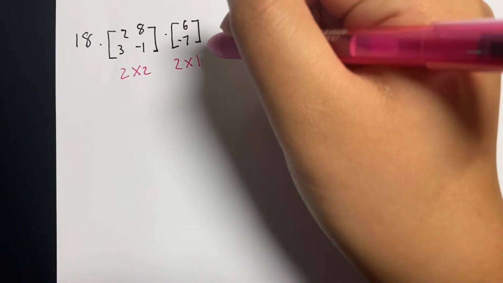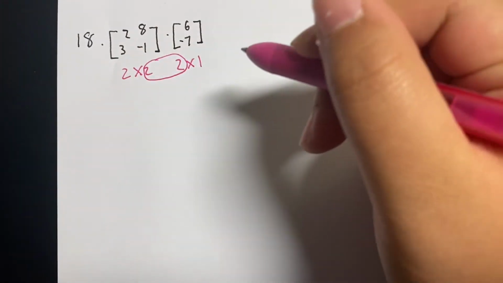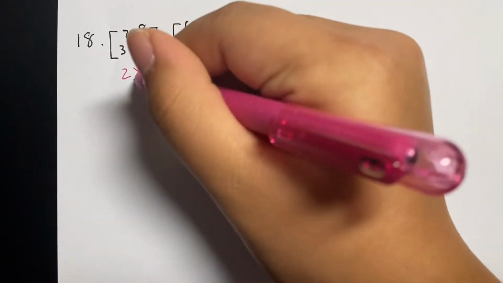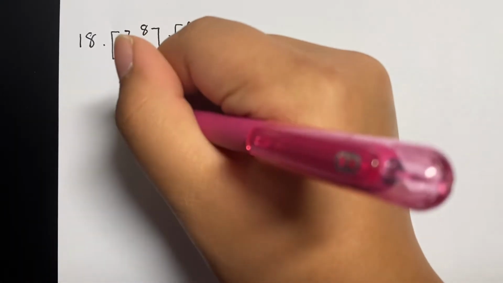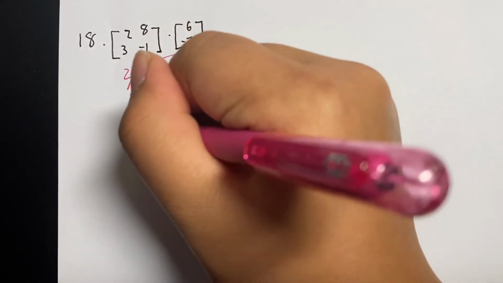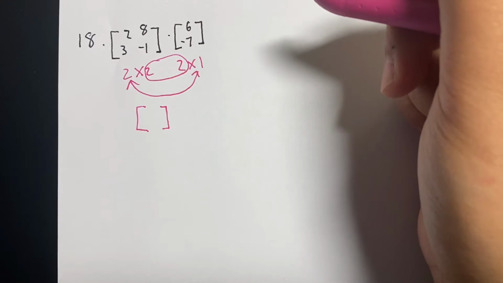Okay, and now we check if the inner two numbers are the same. So 2 and 2, that means we're all clear. And then we use the outer two numbers as the dimensions for our product. So that means our product is going to have 2 rows and 1 column. So it's going to be a 2 by 1 matrix.